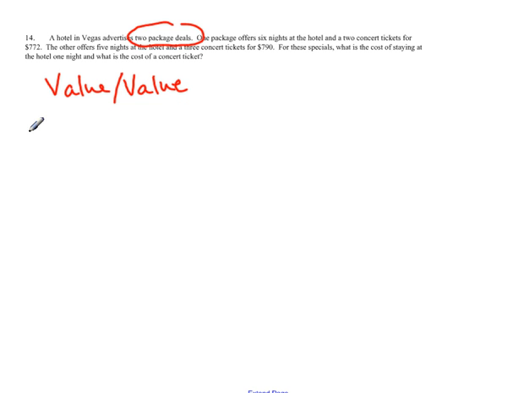Step 1, define your variables. So I'm going to say that X represents the cost of one night at the hotel, and Y is going to represent the cost of one concert ticket. Okay, so I've defined my variables and I want you to actually write that on your test. Now we can go and write the value equations.